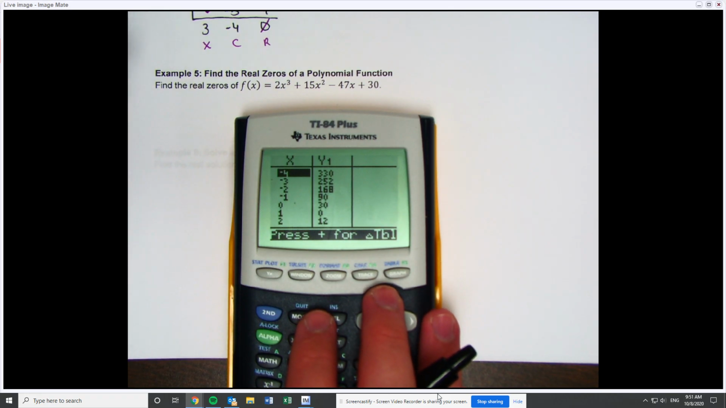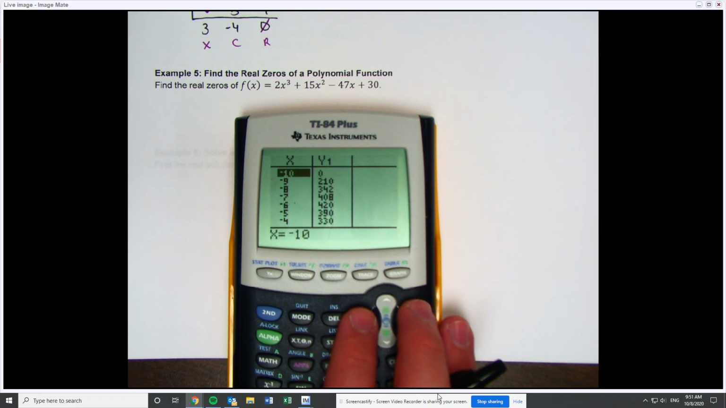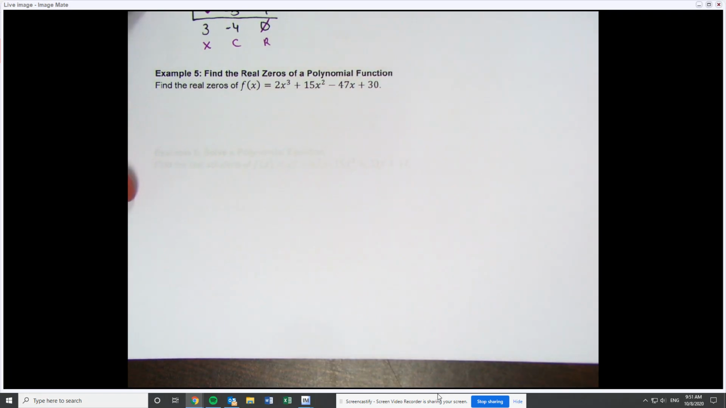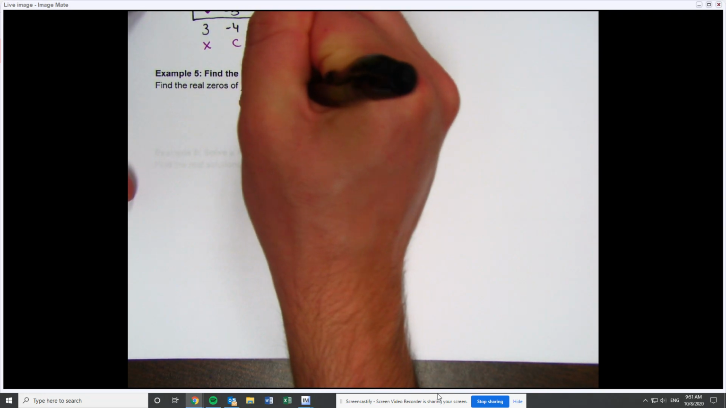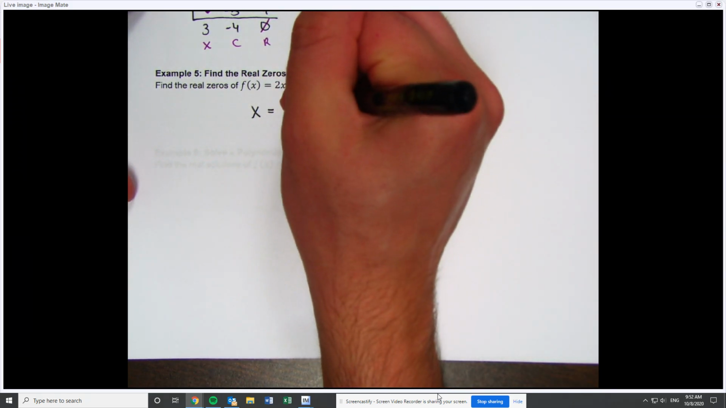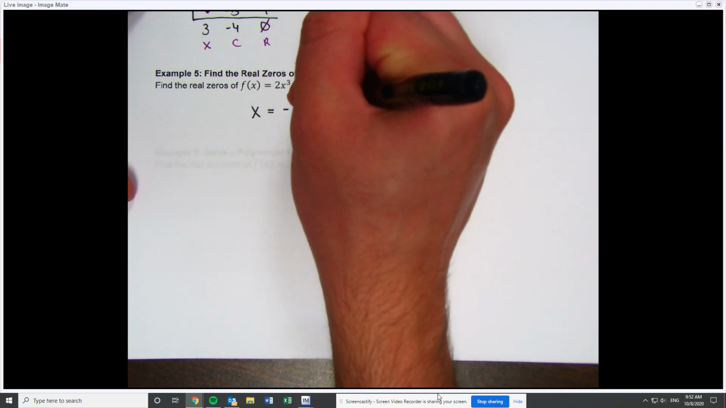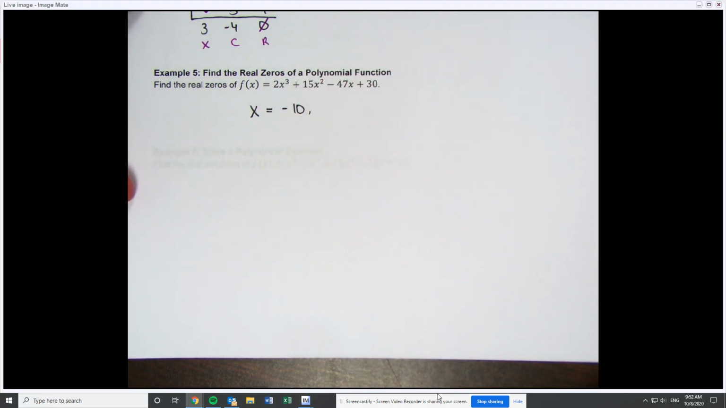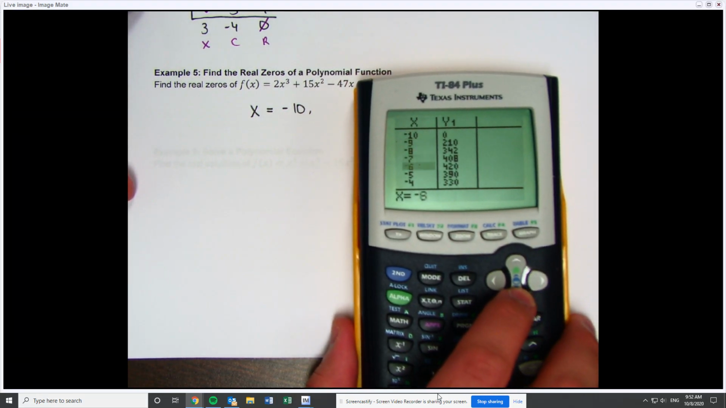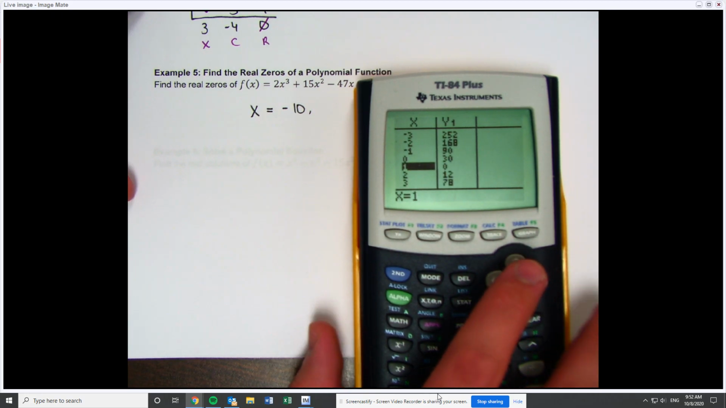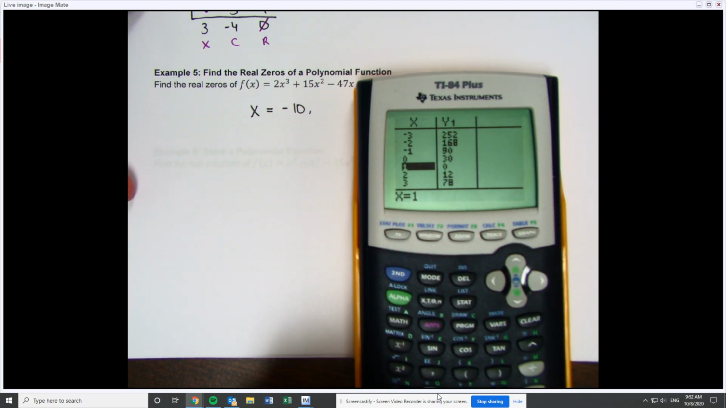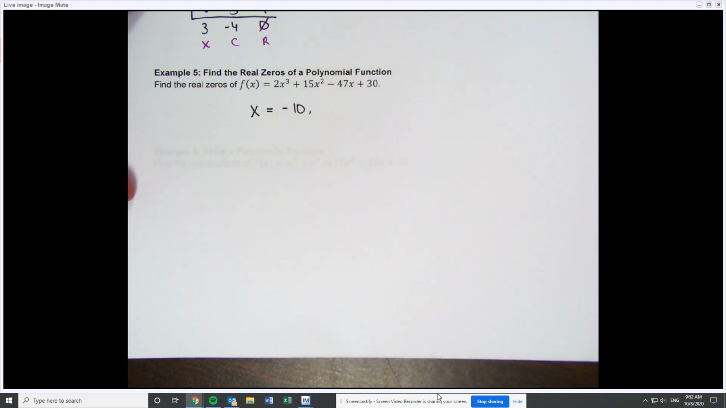So double check. My guess is negative 10. The y value is 0. It worked. And again, if you're using Desmos for this, that's even better because you can hover over the intercept and it tells you the x value and the y value for sure. So negative 10 worked for sure. My other guess was 1. 1 worked, but that other cross right around that area doesn't show up on here. So I know 1 worked for sure.